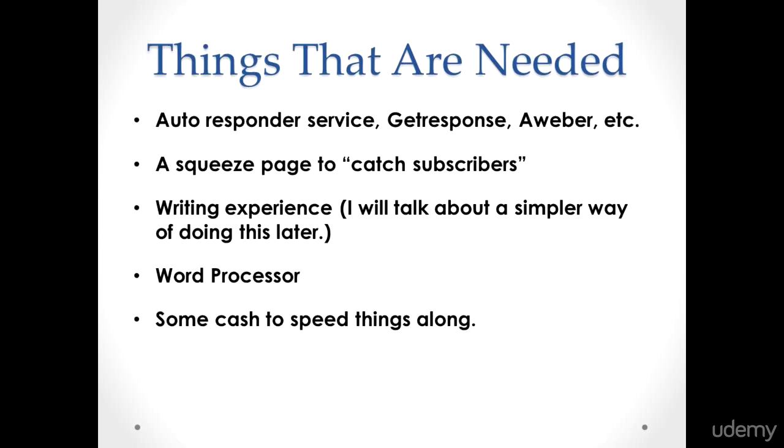And of course, cash is always awesome to have if you want to speed some things along. You can outsource the ebook cover, all that stuff that we're going to need. But yeah, so you're going to need all these things before we get started. I would suggest $30 minimum of cash to help with the outsourcing process, but it's up to you how much cash you want to put aside for this.